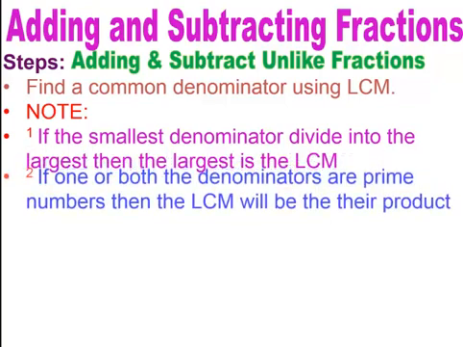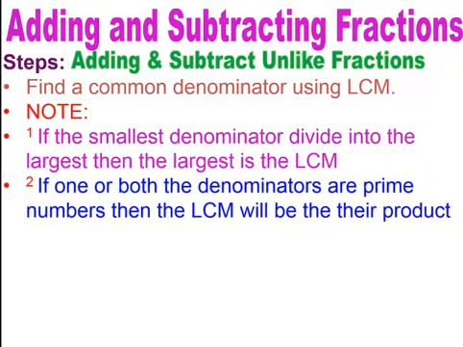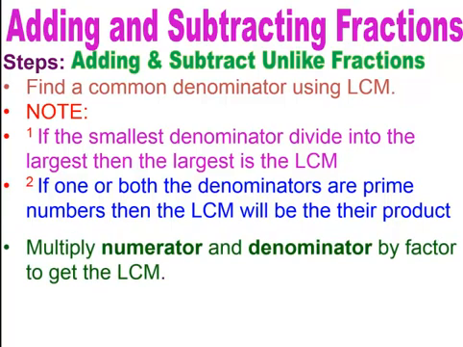And then the next thing you want to check for is if one or both of the denominators are prime numbers, then the least common multiple will be the product, which means if you have a prime number in the denominator and that does not divide in evenly into the other denominator, then the only way we can get a common denominator is to multiply the two denominators together. That would be our least common multiple. Now if we have neither one of these cases, we're going to have to use the ladder method.